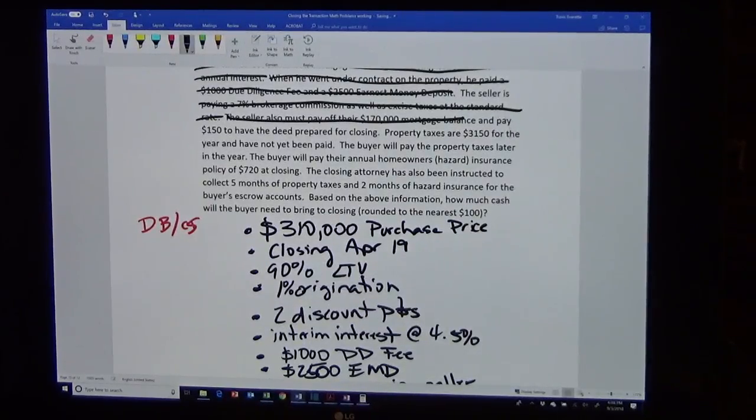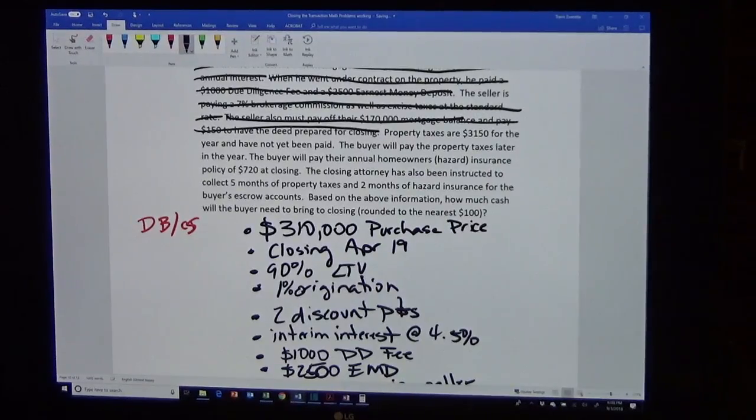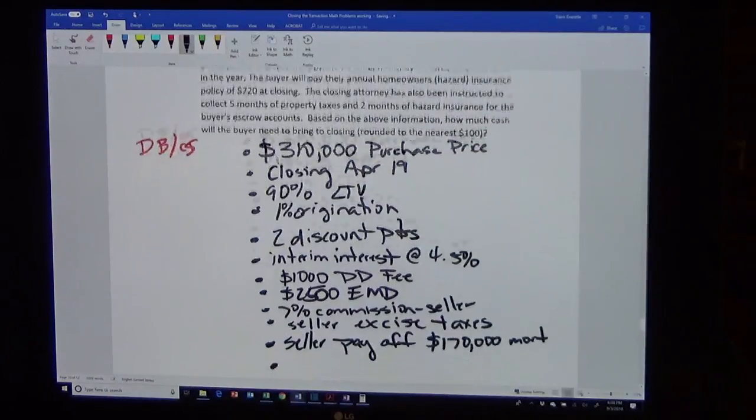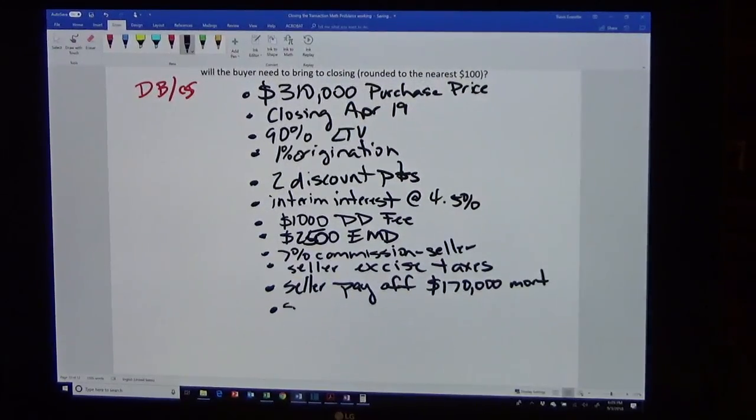It says, and the seller will have to pay $150 to have the deed prepared for closing. So again, we're going to make a little note for ourselves, a bullet point. Seller pay $150 for deed. Okay.